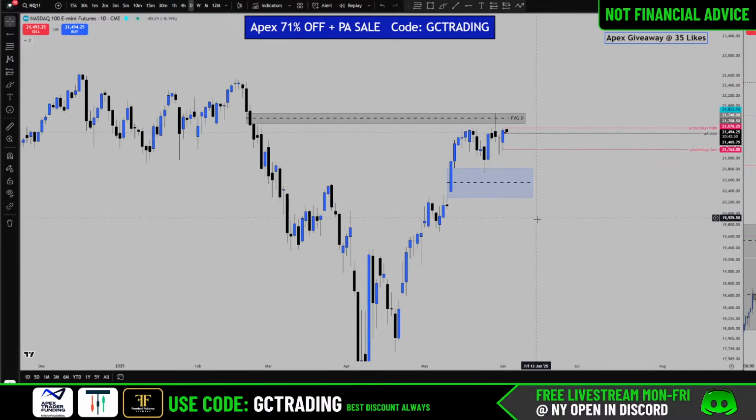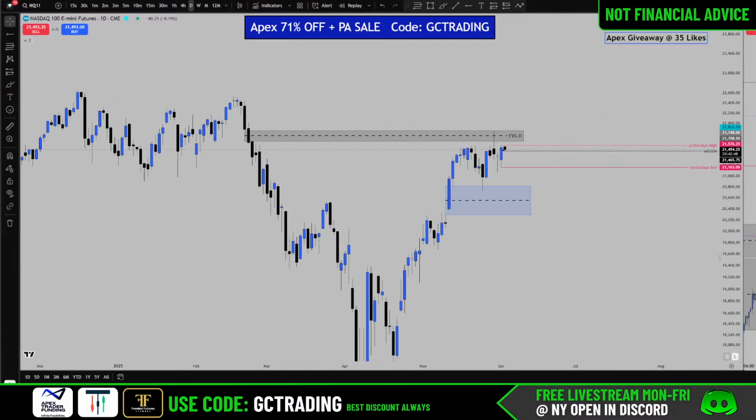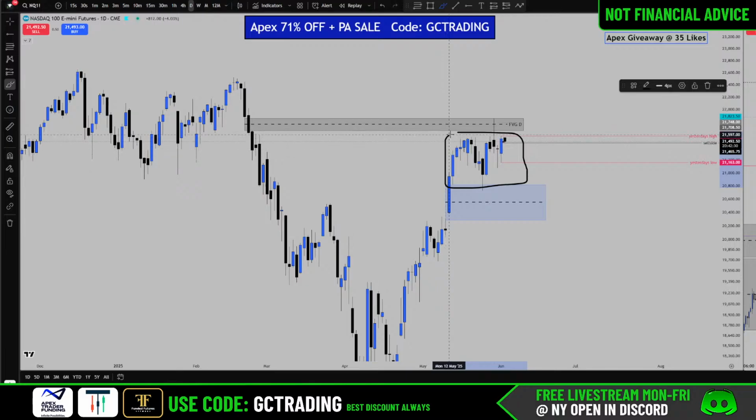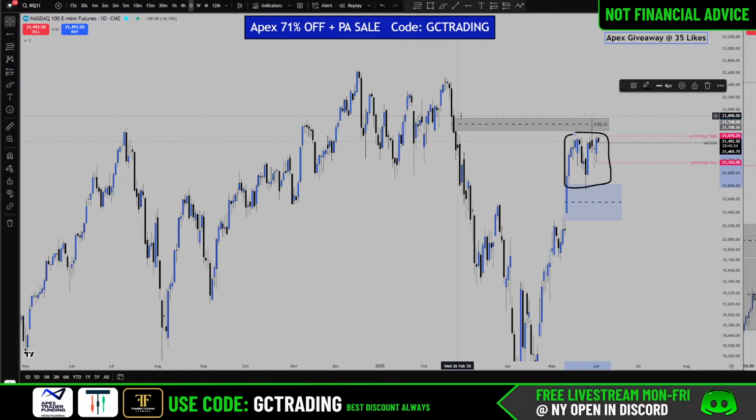On the daily, we can definitely get a pullback, or we could continue. I'm kind of thinking a pullback is likely. But as you guys probably know, we are just in this little area right here. Overall, long term, I'm bullish.